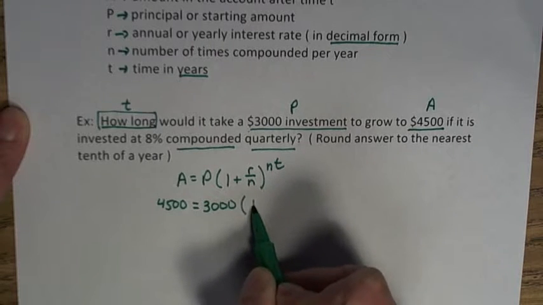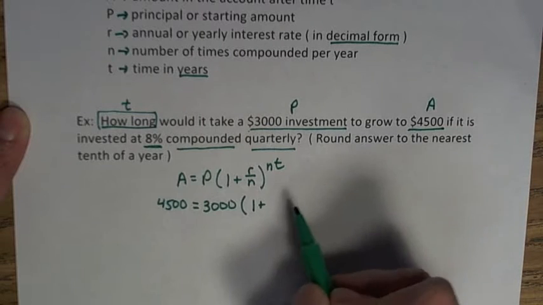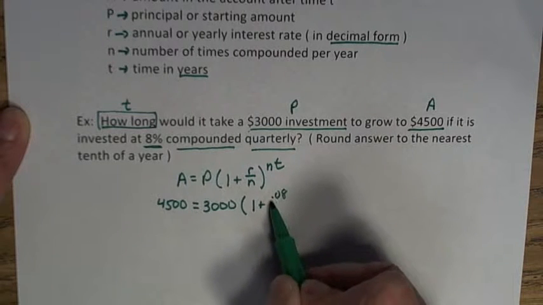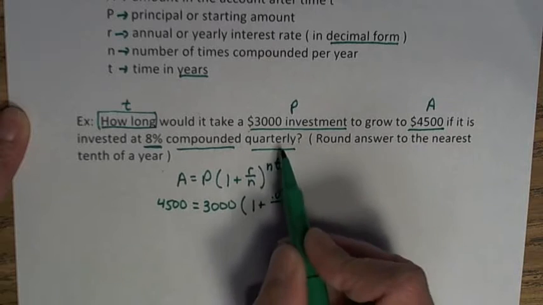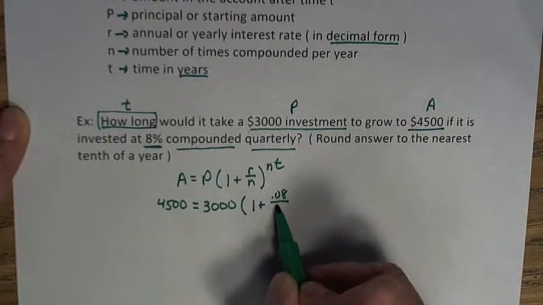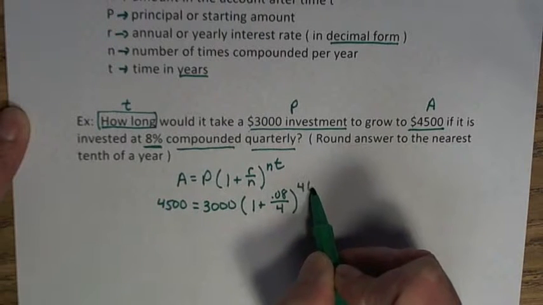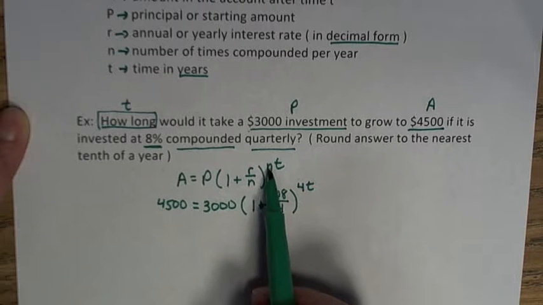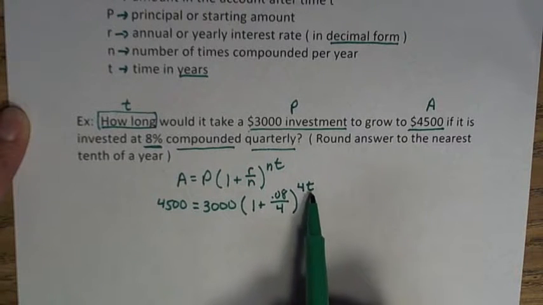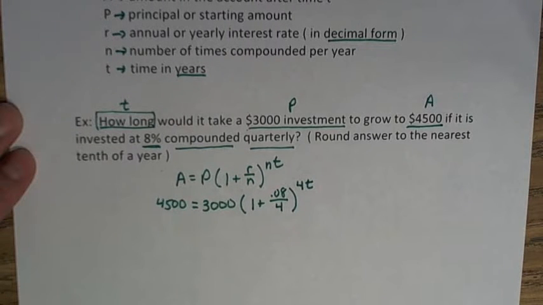And then I have 1 plus the interest rate. There's my interest rate, and again, written as a decimal, 0.08. And compounded quarterly, quarterly means 4 times per year. So I need to divide that by 4 and then raise it to 4 times t. Again, the number of compoundings, which is 4, times the t. And I now have an exponential equation to solve. So guess what? I'm probably going to need to use a log at some point.